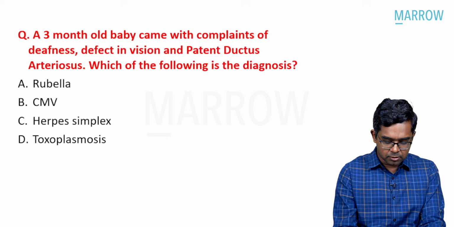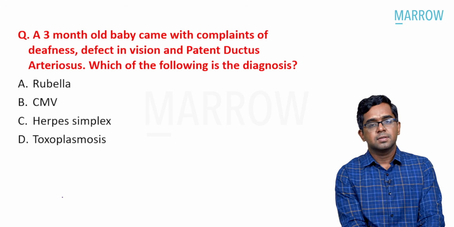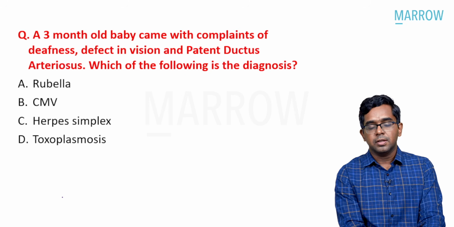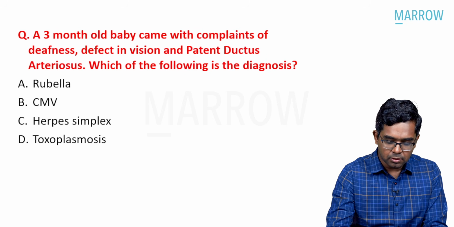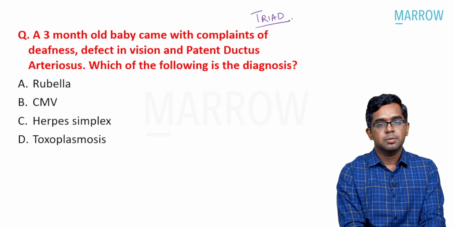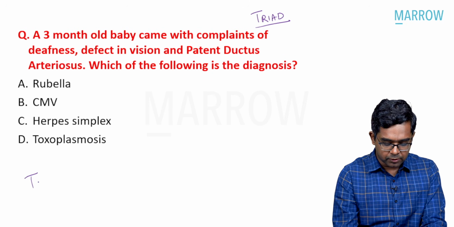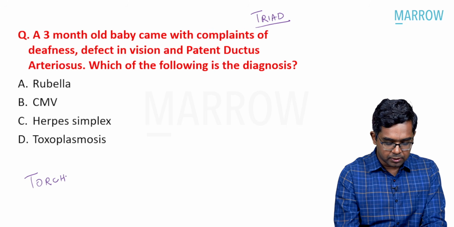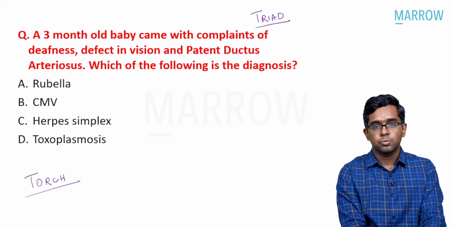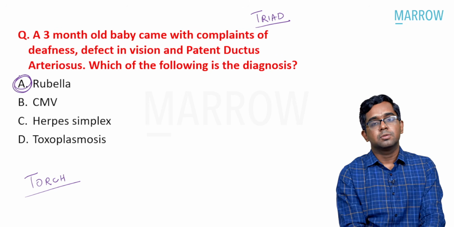Moving on to the second question. A 3-month-old baby came with the complaints of deafness, defects in the vision and patent ductus arteriosus. Which of the following is the diagnosis? This is actually a triad characterized by deafness, visual problems and heart defects, which is seen in one of the TORCH infections. What is that TORCH infection? It is again a repeatedly asked and common question which I am sure most of you would have got correct. It is congenital rubella infection. That is what you need to remember.